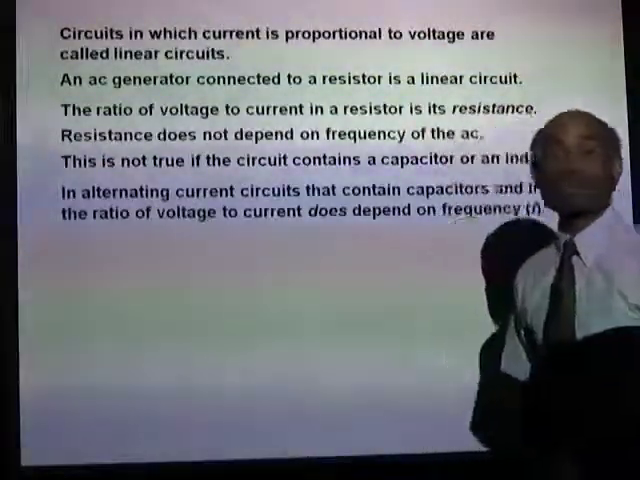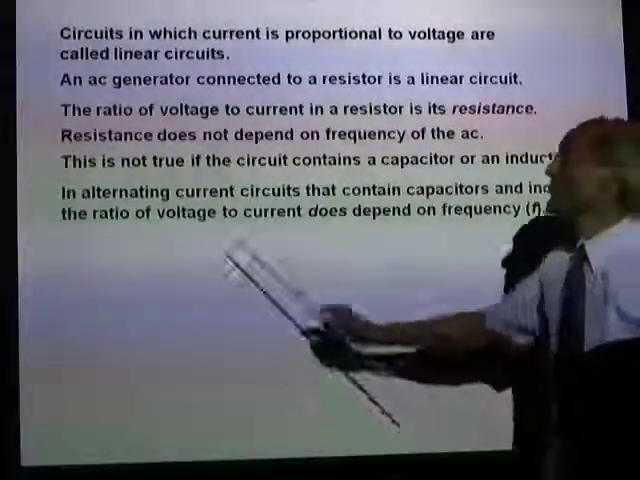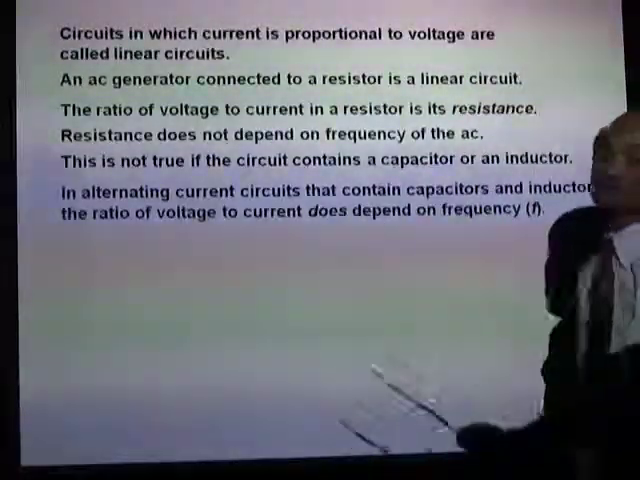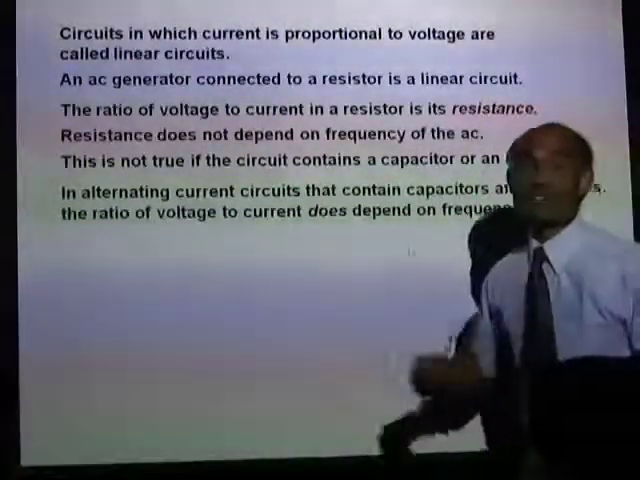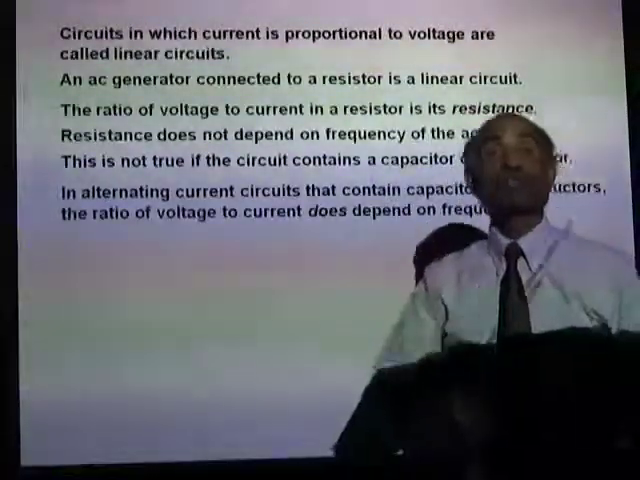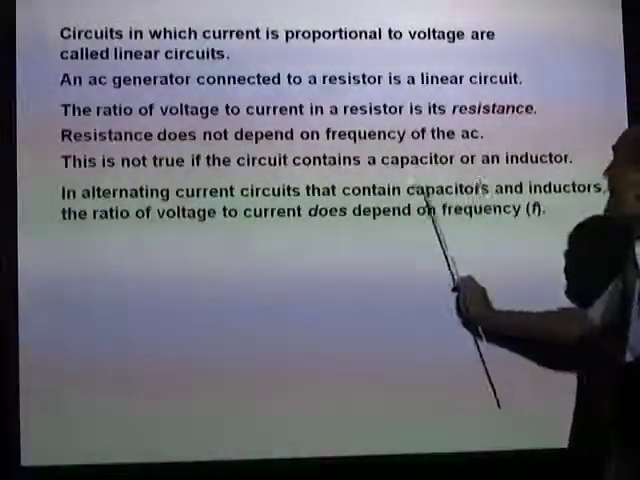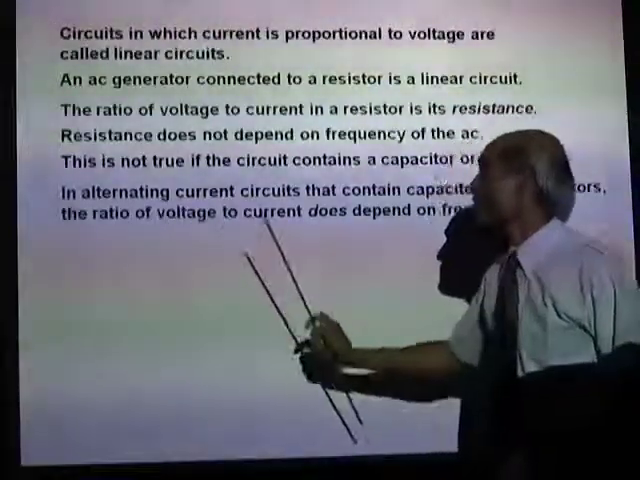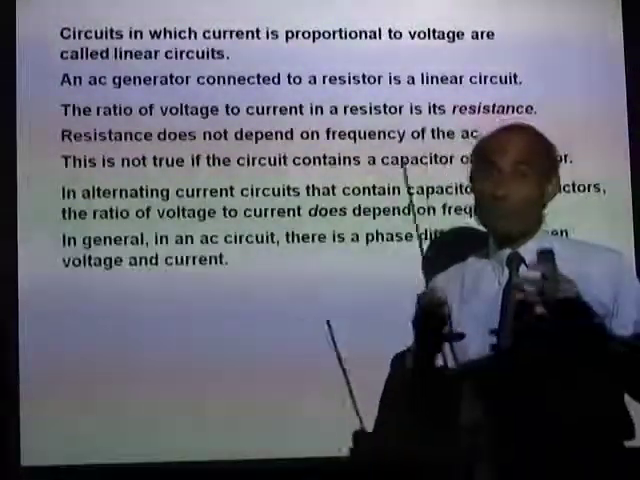Now, in alternating current circuits that contain capacitors and inductors, the ratio of voltage to current does depend on the frequency. I want you to understand this very well. For a resistor, the resistance does not depend on the frequency. But when an alternating current passes through a capacitor or an inductor, the ratio of voltage to current depends on the frequency of the AC. That's a big difference there.